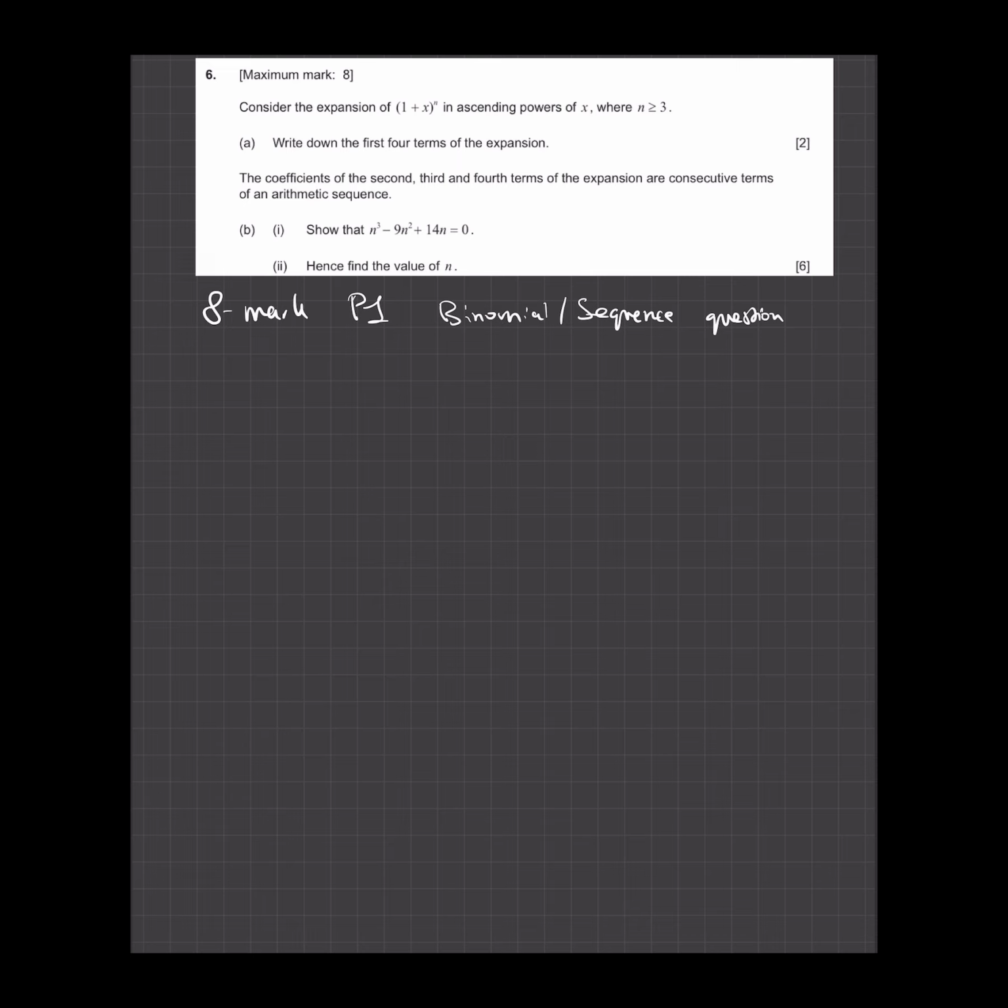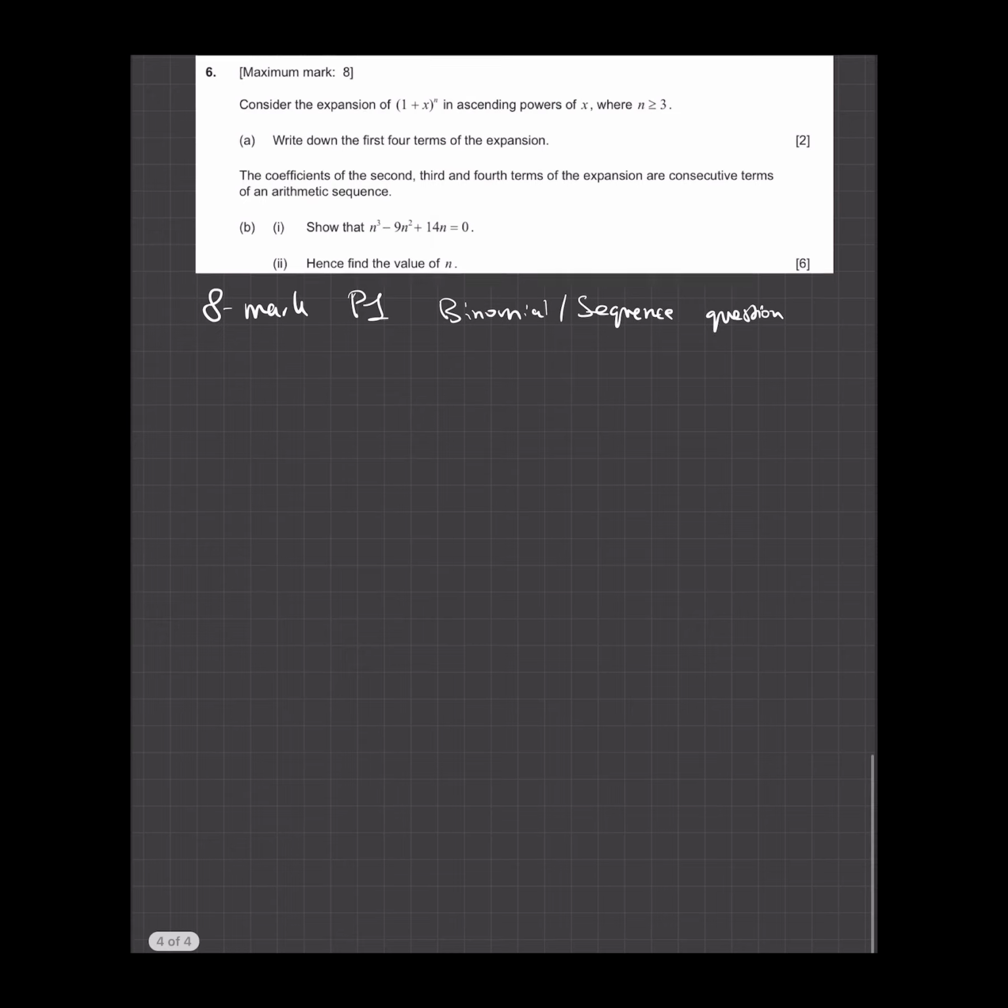So the first part's not too bad. It's telling us to look at the expansion of 1 plus x to the n in ascending powers of x, where x is greater than or equal to 3. So that's important. I'm just going to highlight that. Keep that in mind. We don't know what n is, so we have to do this in terms of n. So 1 plus x to the n, we know there's always going to be nC0 of 1 to the n, x to the 0, plus nC1, 1 to the n minus 1, x to the 1.